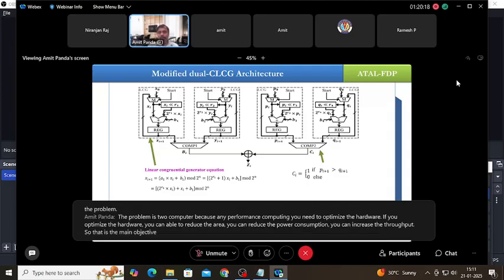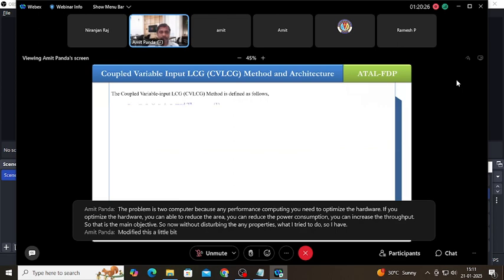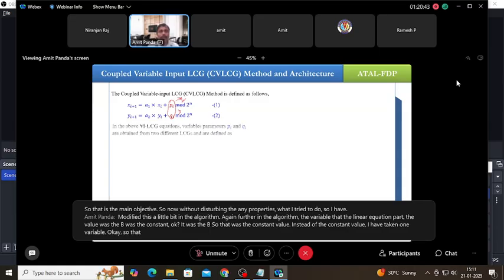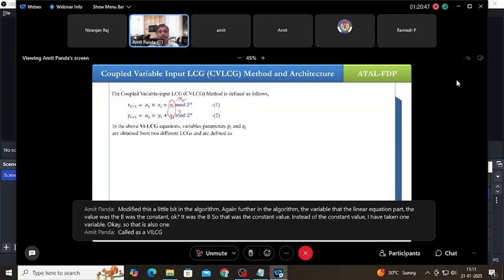So now, without disturbing any properties, what I tried to do is modify the algorithm a little bit. Further in the algorithm, in the linear equation part, the b was the constant value. Instead of the constant value, I have taken one variable. That is also called VILCG, variable input LCG.